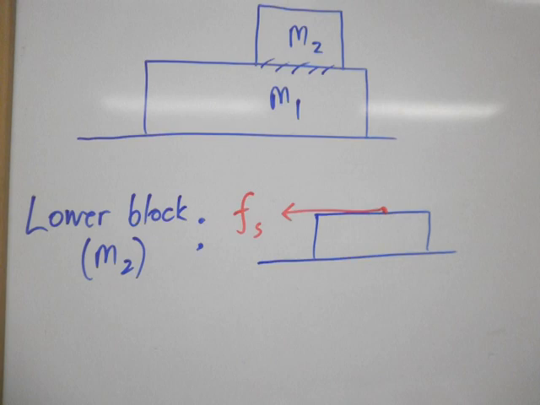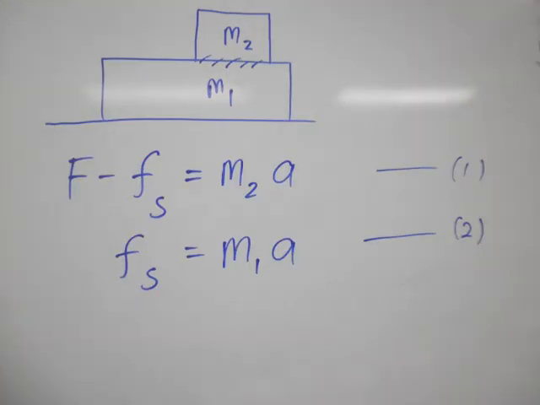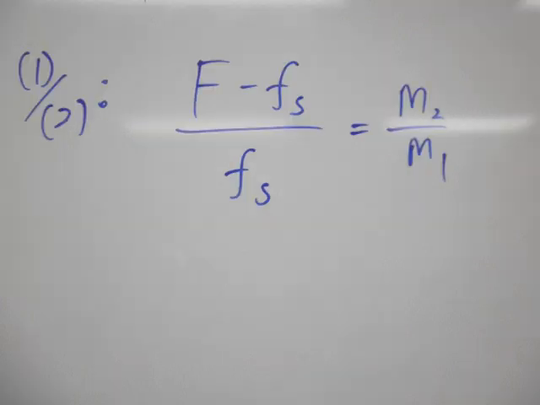Next, we draw the free body diagram on the lower block. There is only one force acting on it, which is the static friction between m2 and m1. So the Newton's law equation is simply Fs equals m1 a. This is equation 2. So we have two equations with two unknowns, namely F and a. We can eliminate a by dividing the two equations, then solve for F.